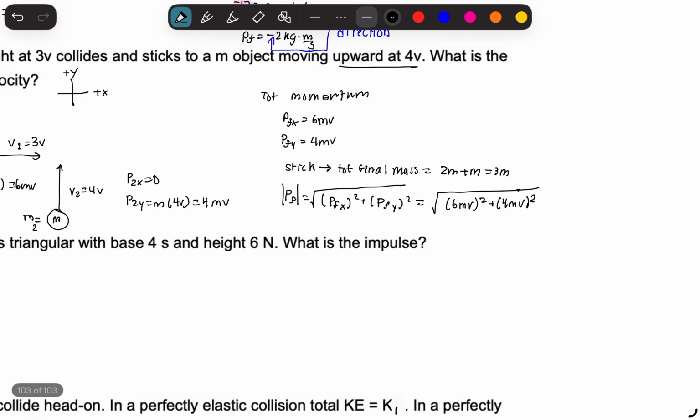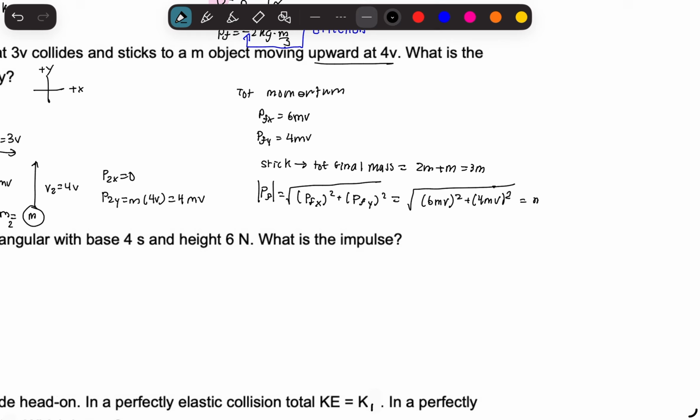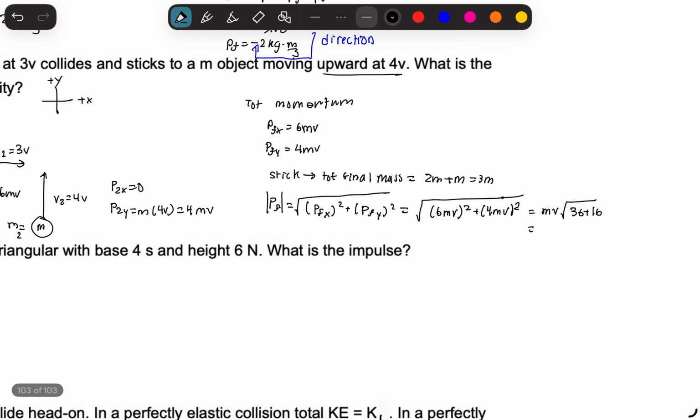Now what you can do here, you can take out that mv. You'd have mv root 36 plus 16. Then 36 plus 16 is equal to mv times the root of 52. You can take out a 2, so that's mv root of 13.